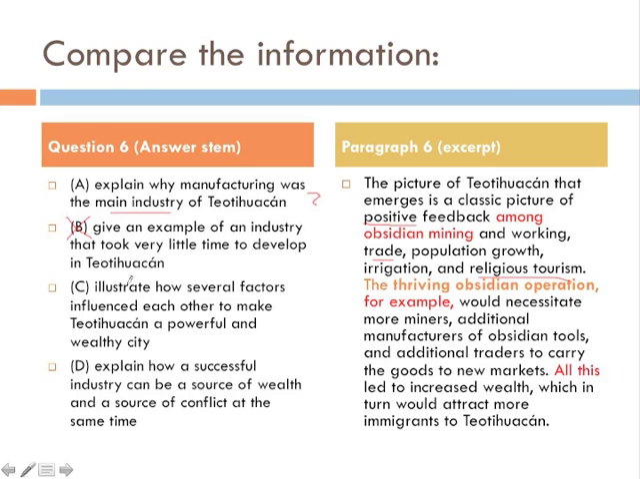Okay, let's move on to C. It illustrates how several factors influenced each other to make Teotihuacan a powerful and wealthy city. Well, it did mention that there were several factors, and notice that obsidian was only one example of them, and how these particular factors worked together. If you remember, we drew our little process, kind of this little circle here, to indicate how the process influenced each other. So C definitely seems to be one that we should keep.